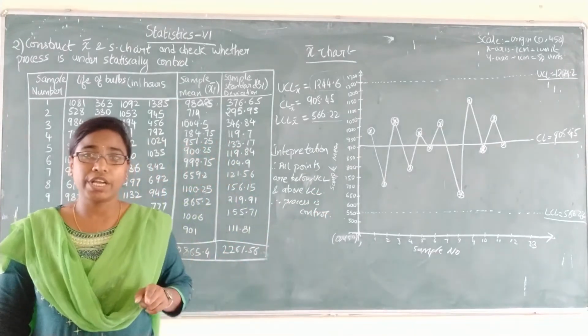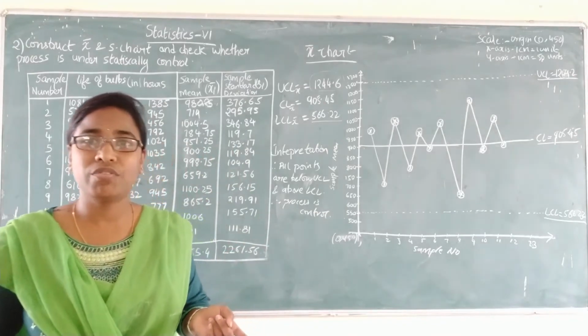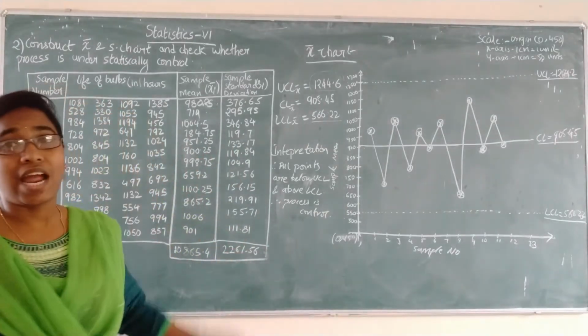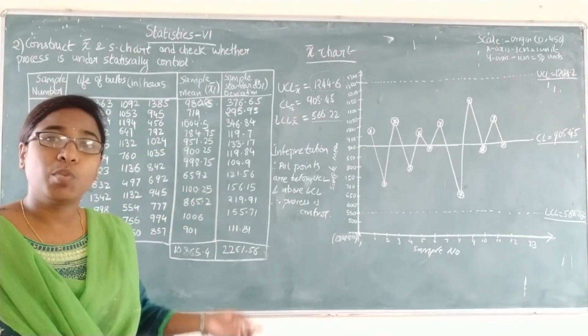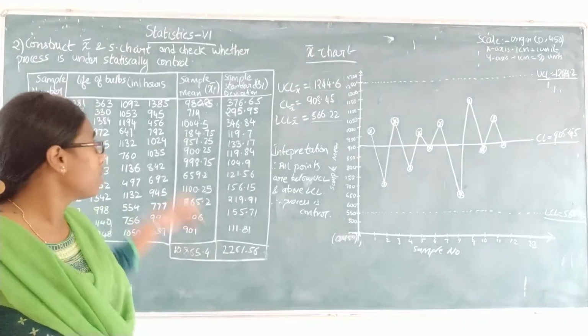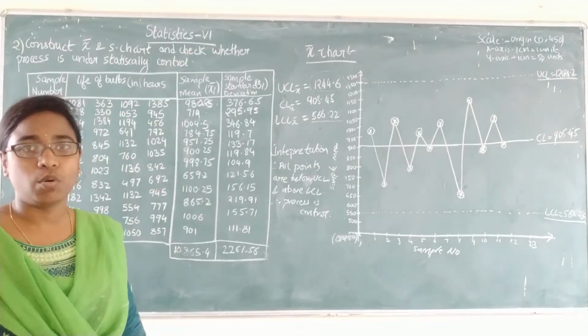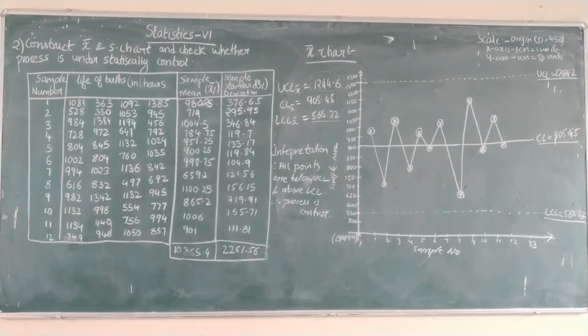Now we have to check whether the process is controlled for the S chart, that is, the standard deviation chart. If both are controlled, then only the process is statistically controlled. Now we'll move on to the second chart, that is the standard deviation chart.